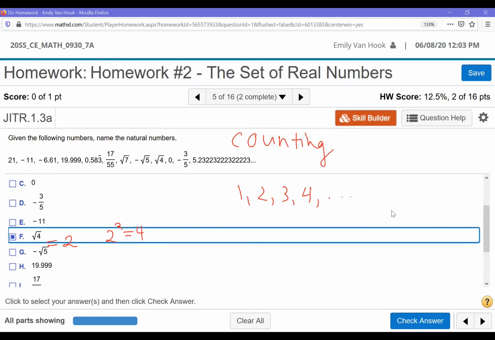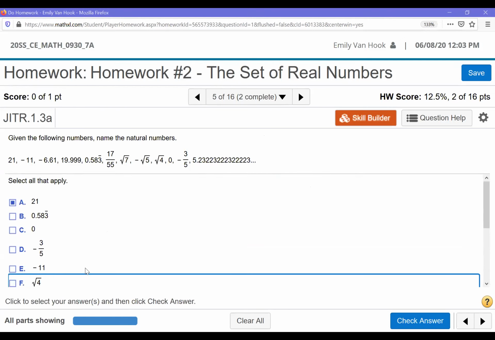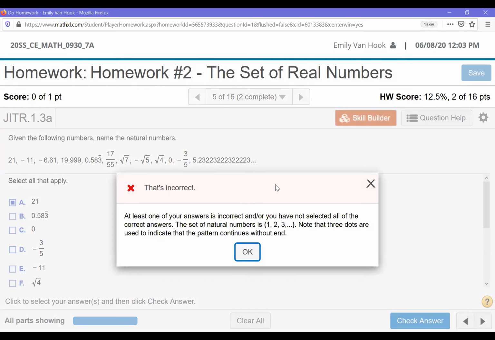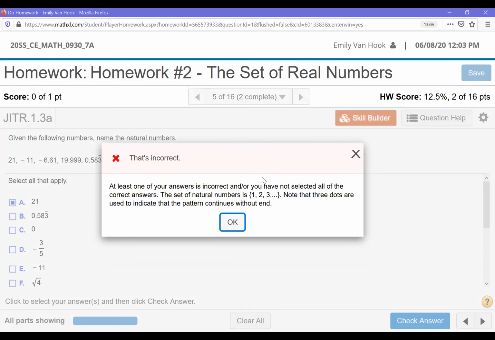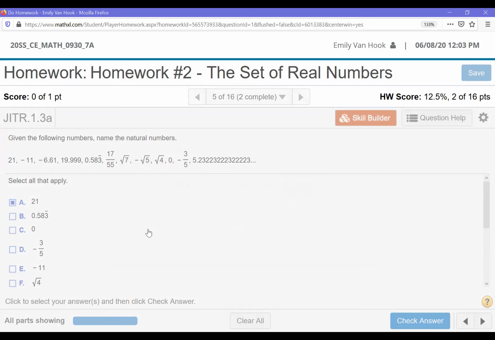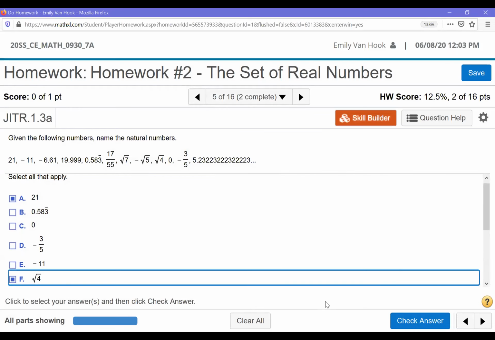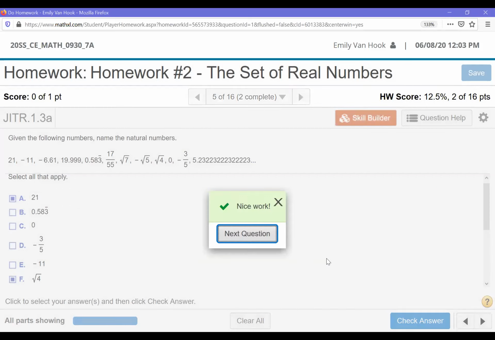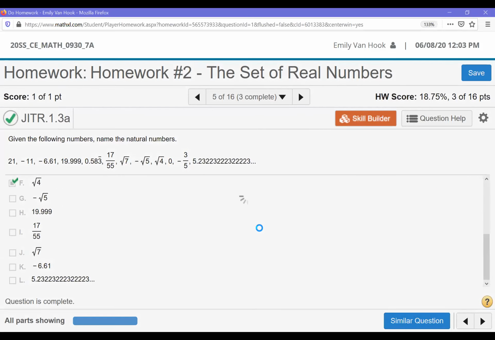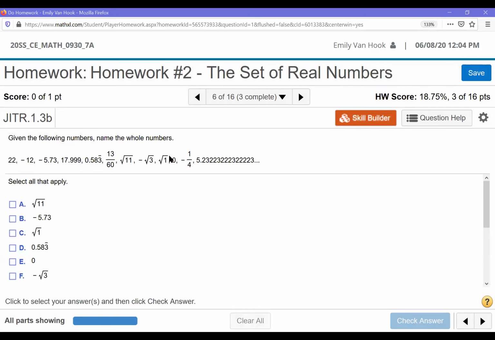Okay, now once again, I do want to show you what it would look like if you missed this. So let's say I checked 21, but I forgot to check the square root of 4. It says at least one of your answers is incorrect and or you have not selected all of the correct answers. Okay, so it reminds me about the set of natural numbers. That's fine, okay. And now I'll know to check that one. Okay. So we're going to see other questions like this with different categories of numbers.